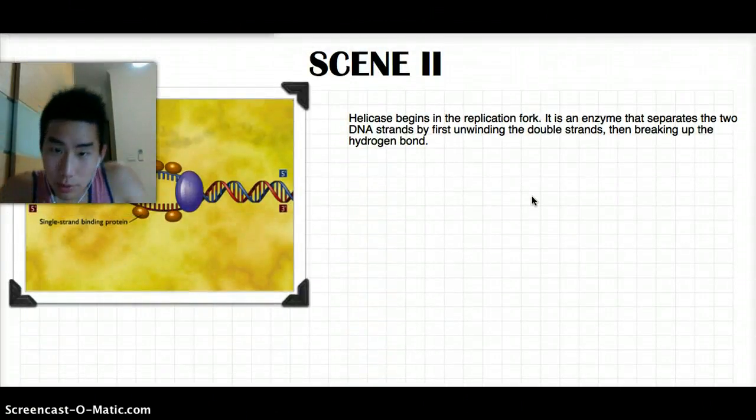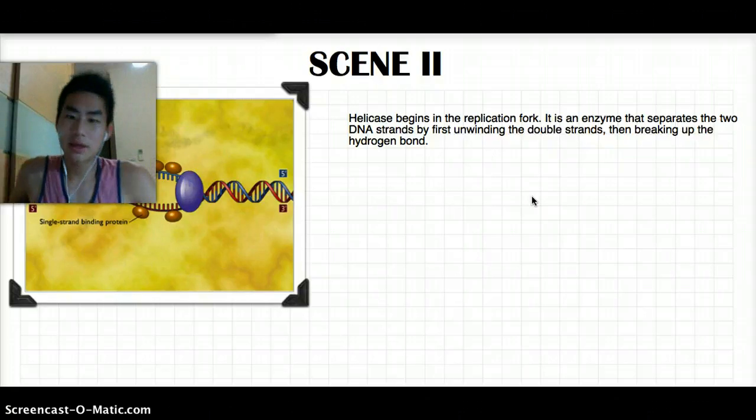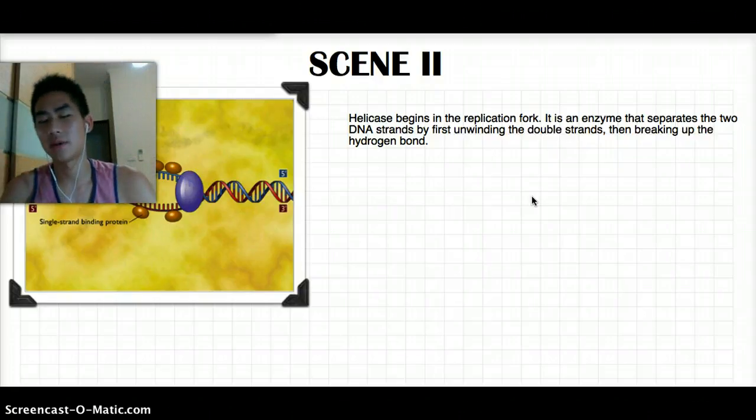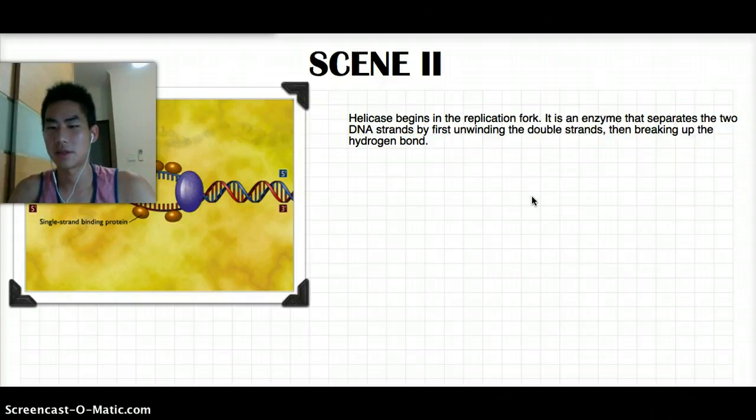Next, scene 2. The helicase begins at the replication fork, the place where the replication fork is at. It is an enzyme that separates the two DNA strands by first unwinding the double strands and then breaking up the hydrogen bond.